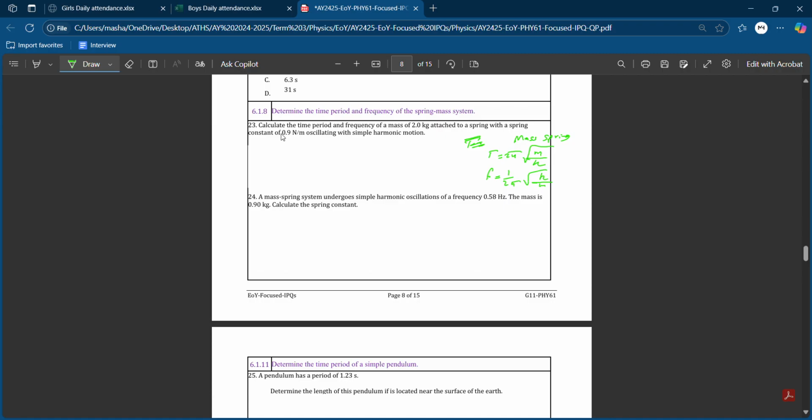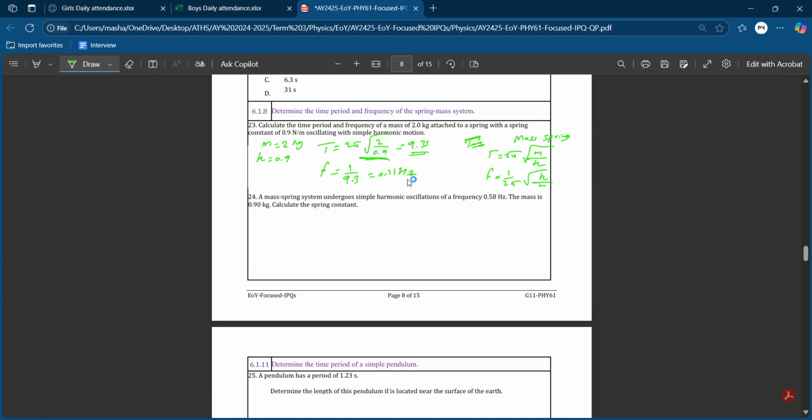Question 23, calculate the time period needed. He gave us the mass, which is 2 kilograms, with a spring constant. So he gave us K, which is 0.9. He needs T. It's 2 pi square root of the mass, which is 2 over 0.9. The answer will be 9.3, I guess. Check it on the calculator, please. Okay, this is the period, and for frequency, it's 1 over 9.3, which is 0.1.